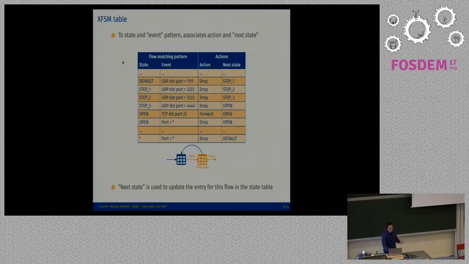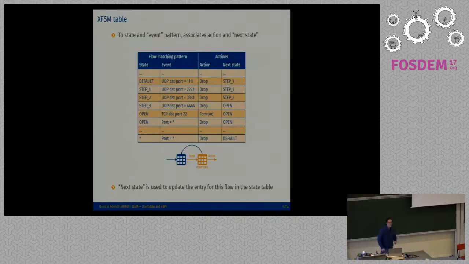So in this table, depending on the packet we receive, we will match on a state and on an event. For example, the event is UDP destination port 1111. In this case, if we have the default state and the correct port, we will return an action, which is drop the packet. We don't want to forward this packet. In the switch we drop it, so it doesn't reach the server. And we will move to the next state, which is state 1.